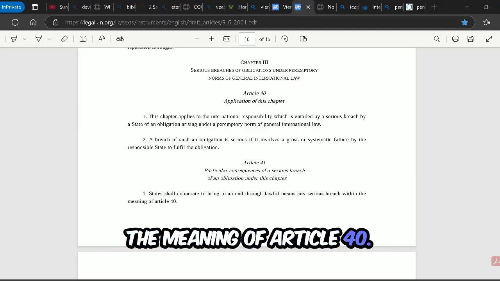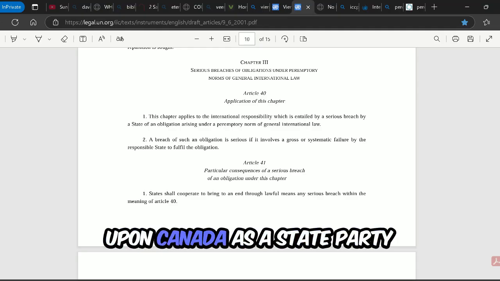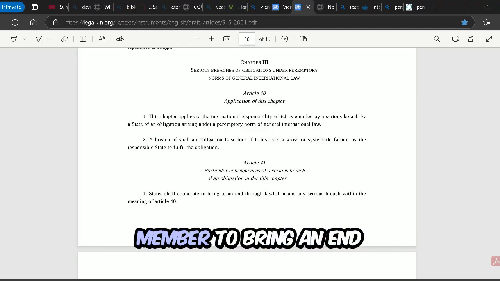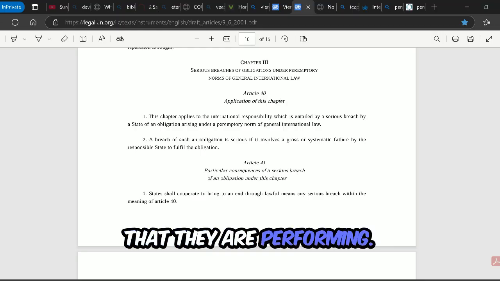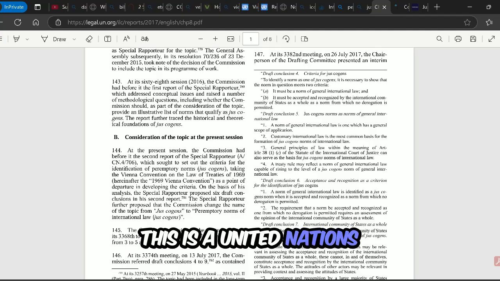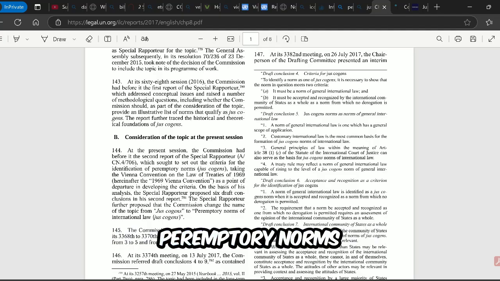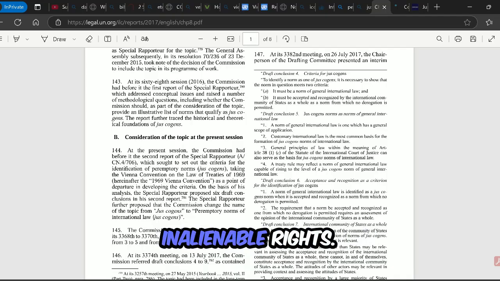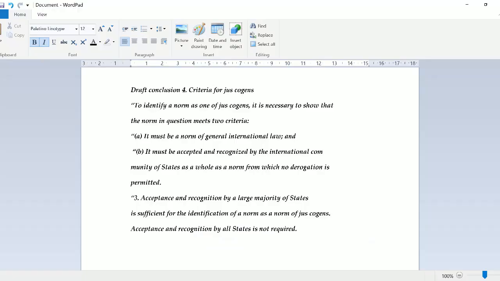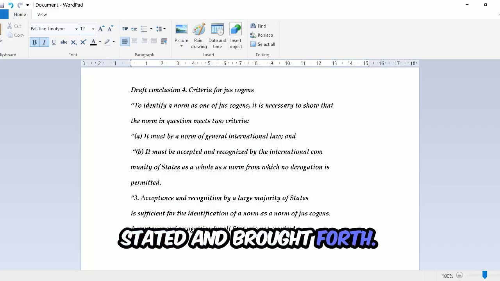of Article 40. There's a legal obligation, a legal accountability upon Canada as a state party member to bring an end through the serious breach that they are performing. This is a United Nations report from the Commission dealing with peremptory norms and the operation of law that surrounds the norms that surrounds our inalienable rights. Now let's take a closer look at what the UN report stated and brought forth.